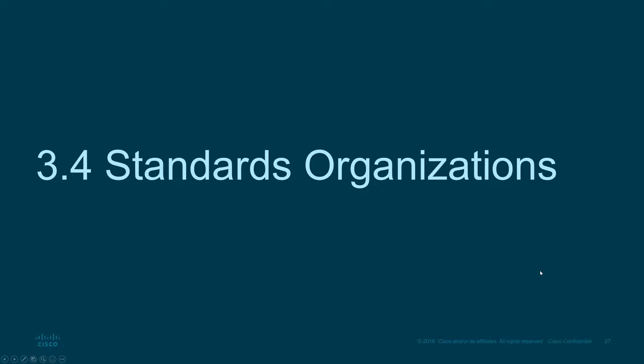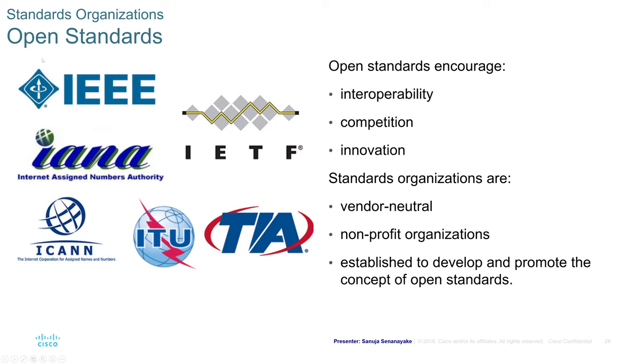So next we're going to look at the standards organizations, such as IEEE, ITU, etc. There are several open standards. The open standards encourage interoperability between different manufacturers, such as Cisco, D-Link, etc. It encourages competition, and it grows innovation. Standards organizations are vendor neutral, typically non-profit organizations, but there are some for-profit standardization organizations as well. They are established to develop and promote the concept of open standards.